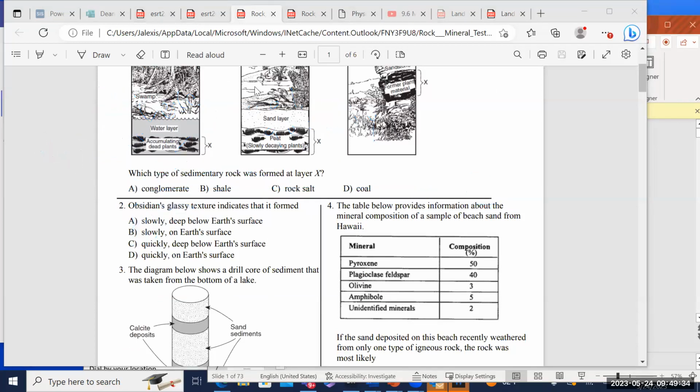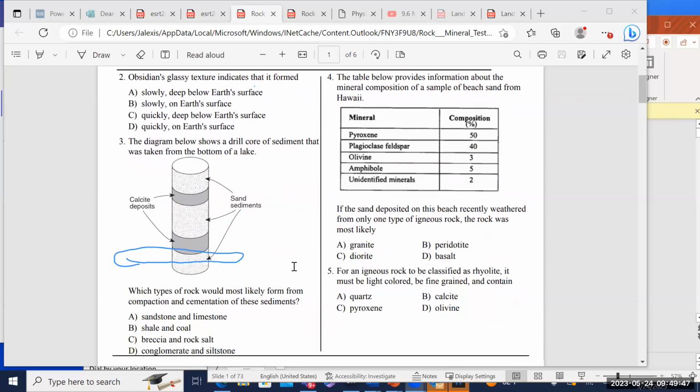So when I go back to my problem, what am I looking for? Obsidian's glassy texture indicates that it formed quickly on the Earth's surface. And so that is for number 2. All right, let's look at number 3.